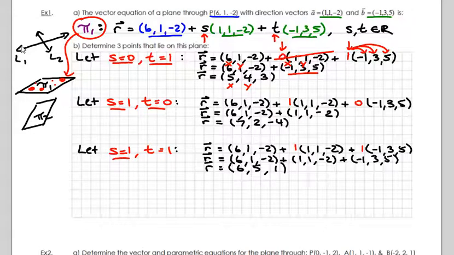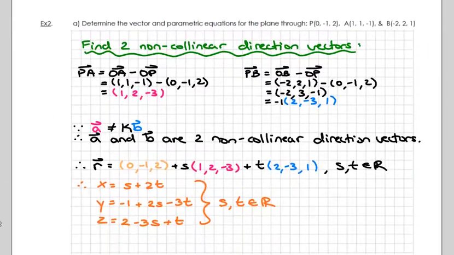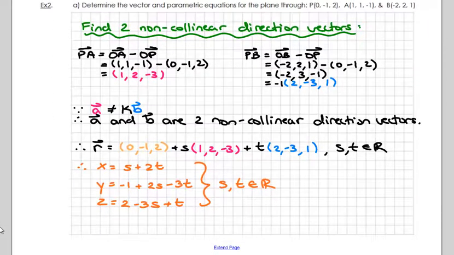You can choose new numbers, and just do it again and find two other points that lie on this plane. So those two questions are fairly straightforward. When I get into the second question, it gets longer. I'm sorry, this question is going to be quite long. Determine the vector and parametric equations of a plane through 3 points. Okay, so like I said, we can get questions that don't give us exactly what we want, and we might just have to find them.